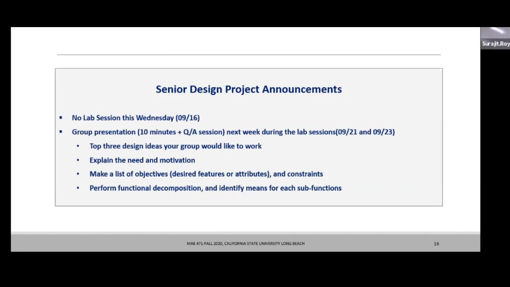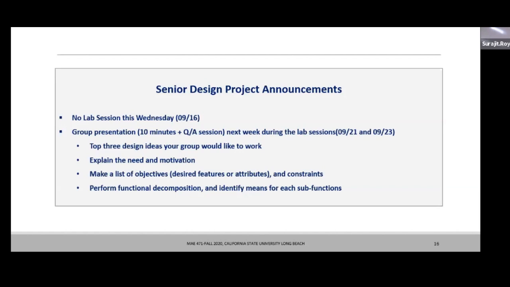I don't know what specific project ideas you are working on, but let's say there is a project idea for a specific piece of machinery. You need to identify the functions that machinery does. For example, if it is a lathe machine or a 3D printing machine you would like to work on, what are the specific functions of the 3D printing machine, what are the sub functions, and what are the means that you think can satisfy or implement those sub functions.